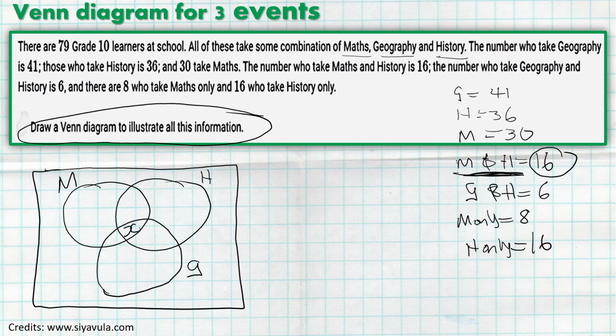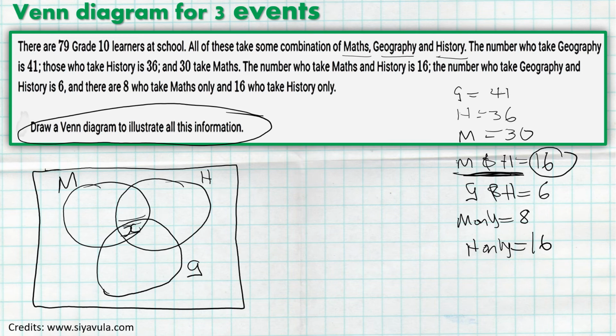Maths and history is 16, meaning the intersection of maths and history, let me just highlight this for you so that you cannot be confused. Maths and history, all this intersection here must be equal to 16. Don't make the mistake that a lot of students make, saying this 16 belongs here. It's incorrect. If you put it there, you are saying maths and history only, but the question didn't say only. They just say maths and history, meaning we can also be including learners for geography. So all this intersection there is 16.